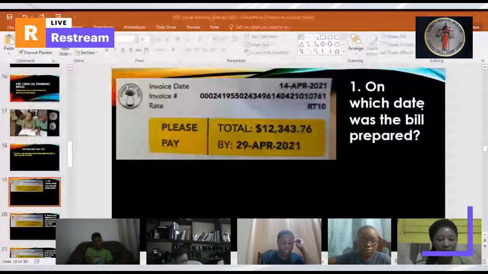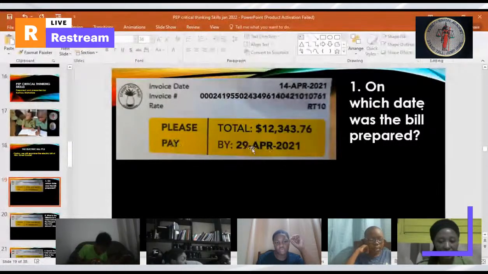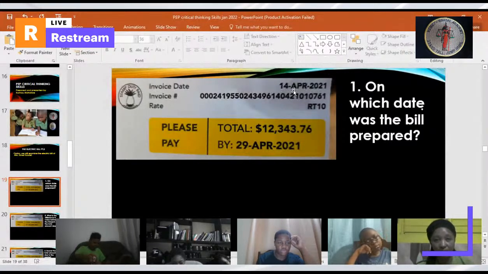All right, so you're correct. There are 2 dates on the bill. The April 14th date is the date that the invoice or the bill was prepared. The April 9 date is when the bill should be paid by. So this is the due date, and this is the date when the bill was prepared, when it was put together at the office.